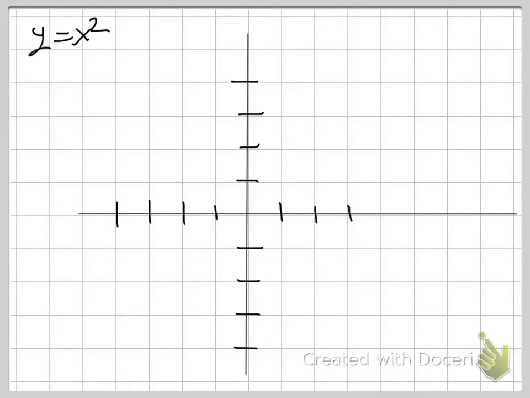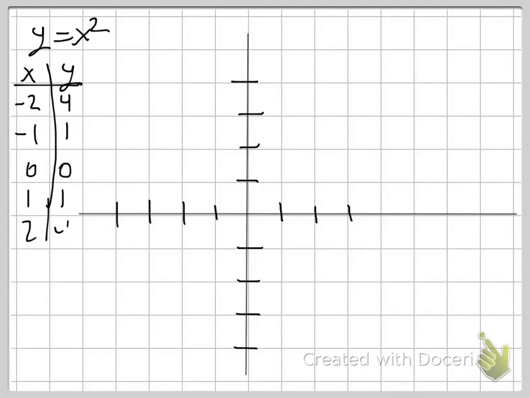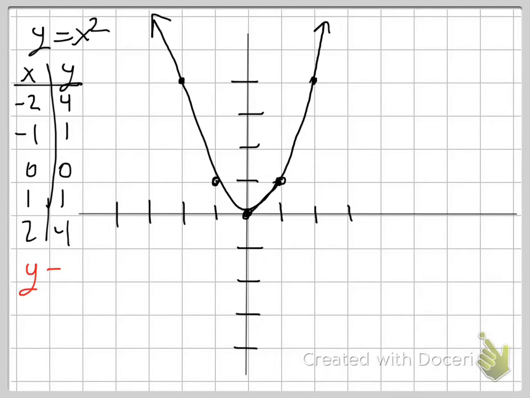And what you can do to help yourself graph it and its transformations is first make yourself a table. Because I have limited real estate, I'm only going to make 5 points. I'm going to center them around 0, and then when I input the x's, I'm going to square them. So negative 2 squared is 4, negative 1 squared is 1, and so forth. And I'll go ahead and plot my points, and that is my parabola right there. That's my parent graph, y equals x squared.